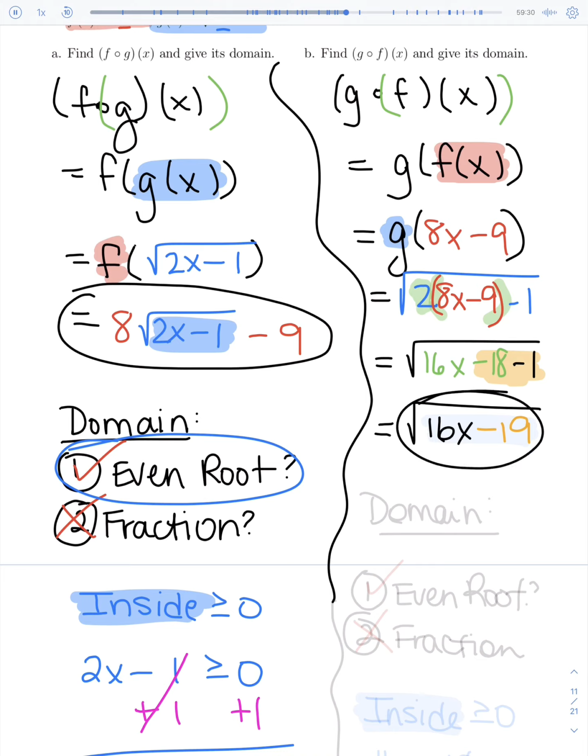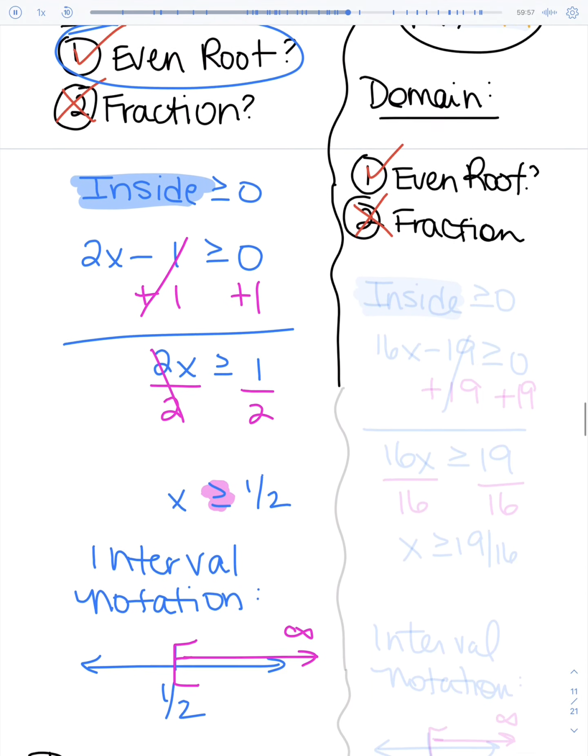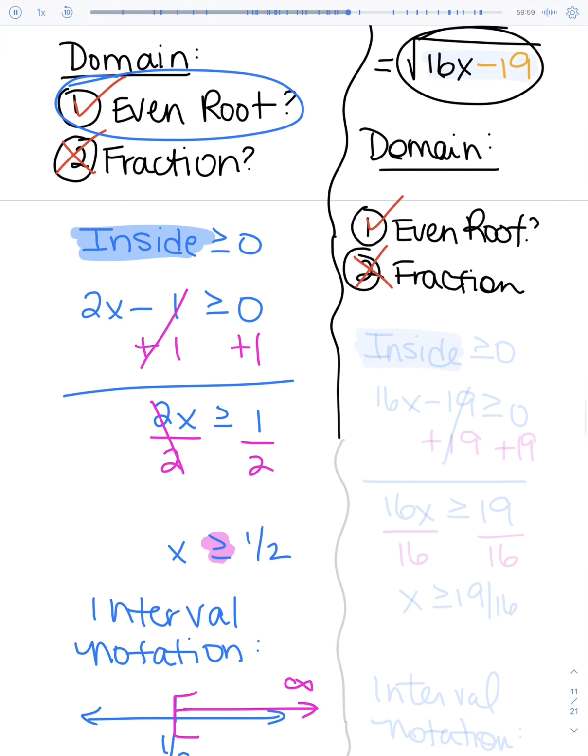However, I still need to find its domain. And just like the last one, I have an even root, which is my problem. I do not have a fraction, just an even root. So my fraction's not a problem. I have an even root on this one. And just like the last one, if you have an even root, whatever's on the inside needs to not be giving us i's, so it needs to be greater than or equal to 0. That's not going to change.